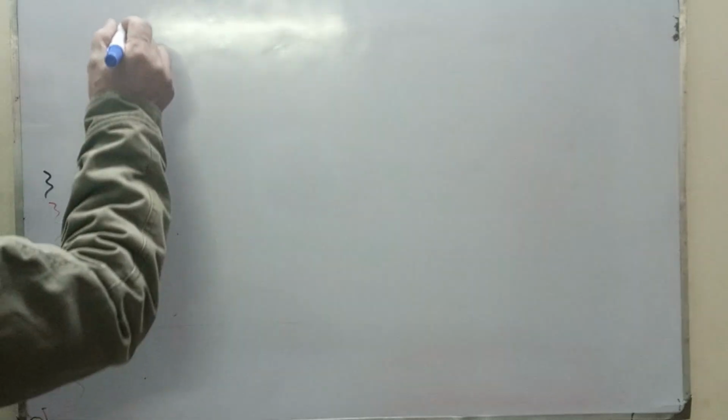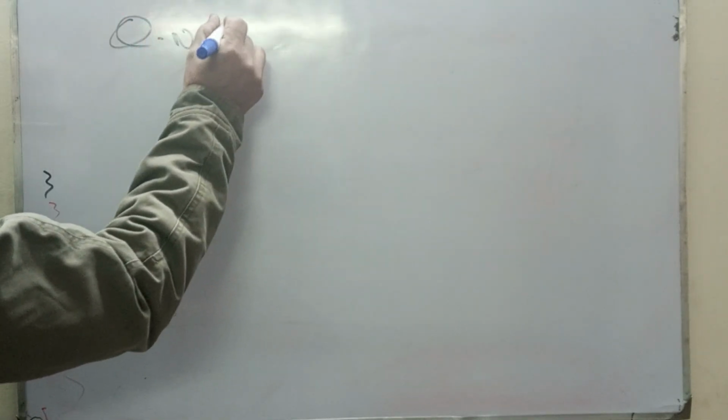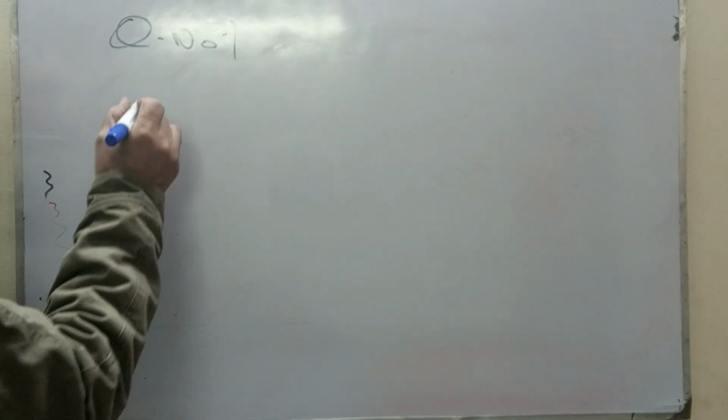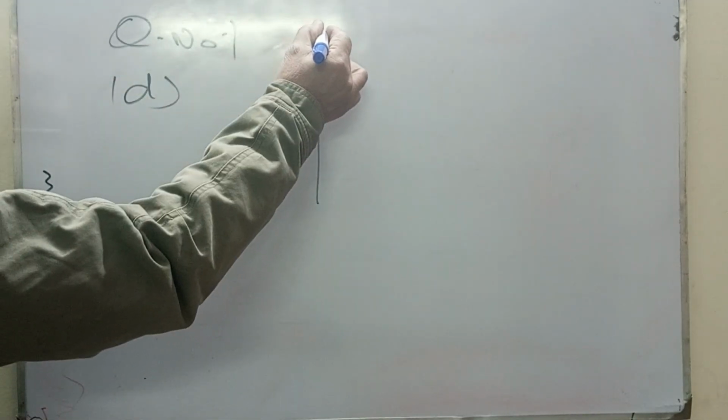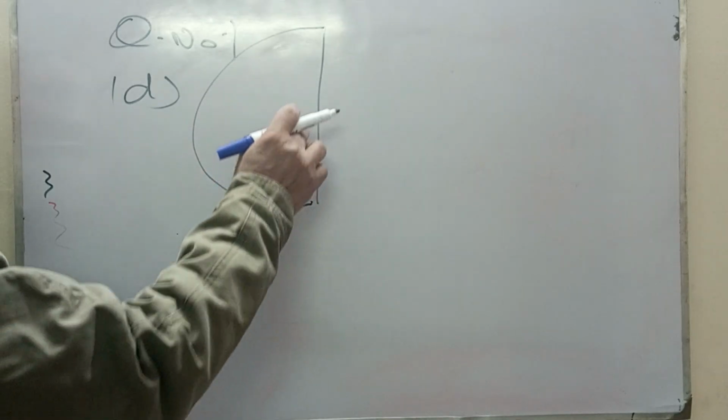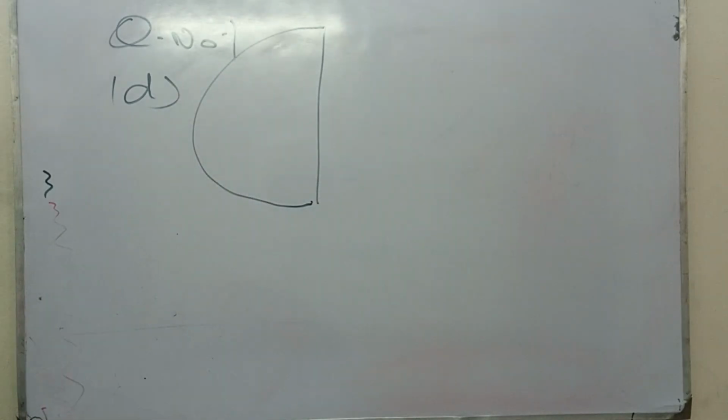Well, viewers, there was some mix-up in my undergoing lecture, so I am going to repeat that question for you. Question number one, and part D. I was doing part D, and in this part D, a semicircle has been given like this. This is a semicircle. Don't mind it. It is freehand.